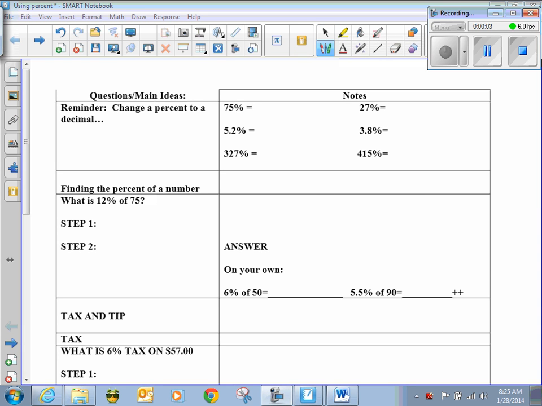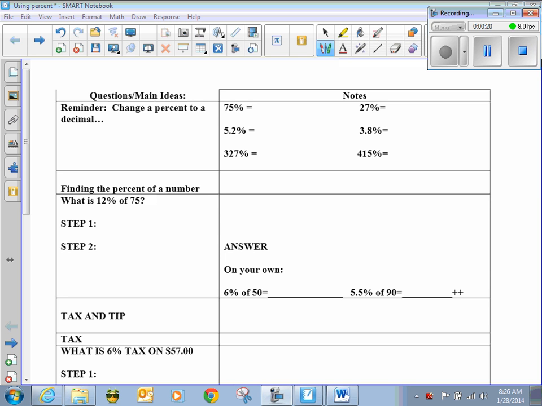Okay, today what we want to talk about is using percents. But first, before we go any further, we need to talk about some of the basics that we may have forgotten. The first thing we need to talk about is how to change a percent to a decimal.